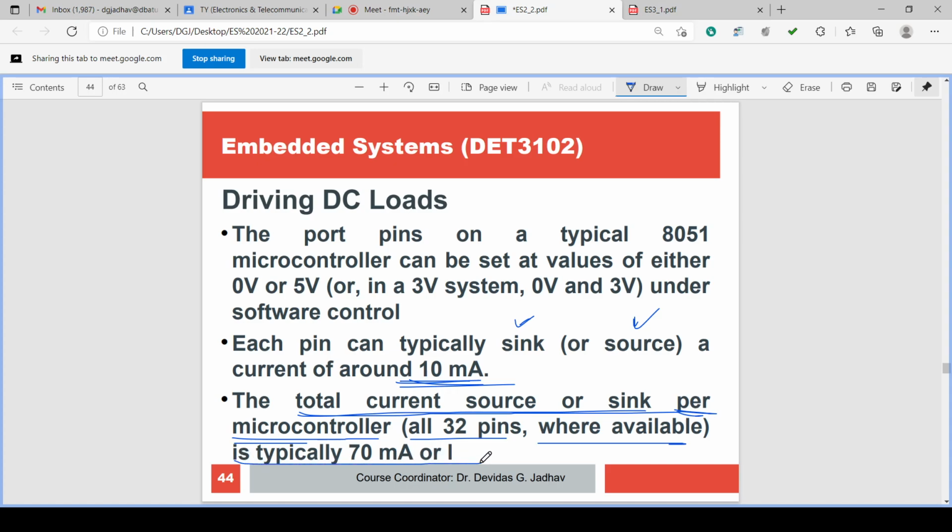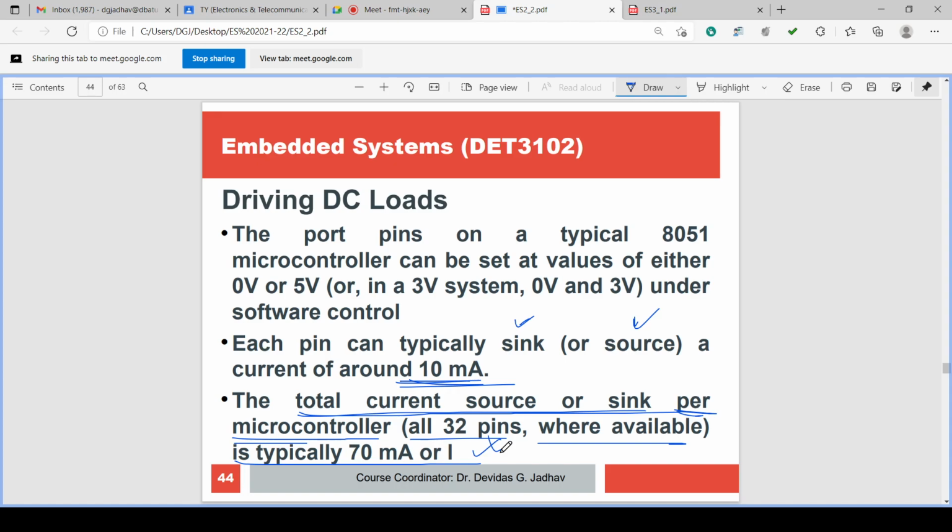is typically 70 milliampere, or capital I. Suppose the full-fledged microcontroller is operational and every pin is having some sort of task going on. All the pins are engaged, all the pins are used, suppose. So in that case, all 32 pins are considered. Typically 70 milliampere is the total source current or total sink current.